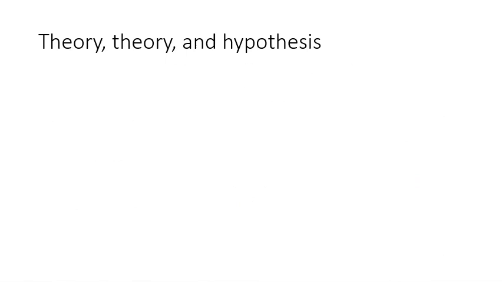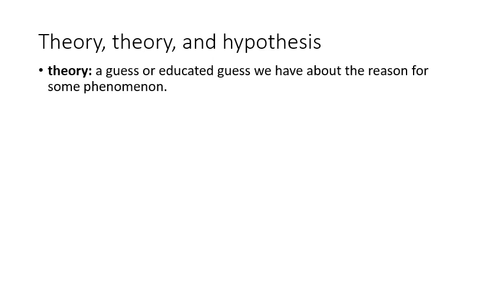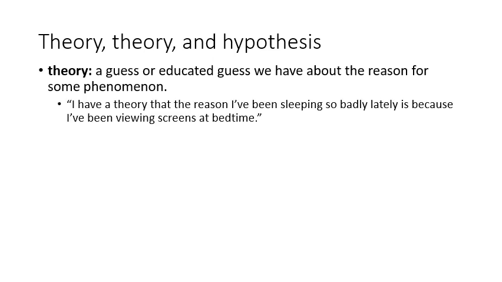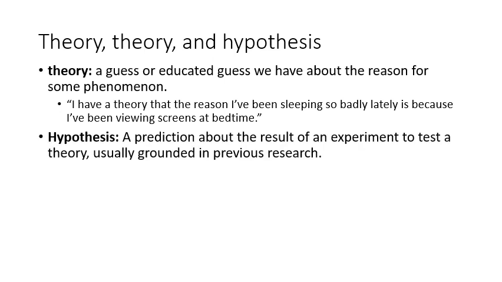So we talk about uppercase theory, lowercase theory, and hypothesis. Begin with theory in the lowercase. We use these words informally. This kind of theory is just a guess about a reason we have for some phenomenon. Like, I have a theory that the reason I've been sleeping so badly lately is that I've been viewing screens at bedtime. This is just the way we use the term informally. We have an idea, maybe an educated idea, about why something might be occurring.